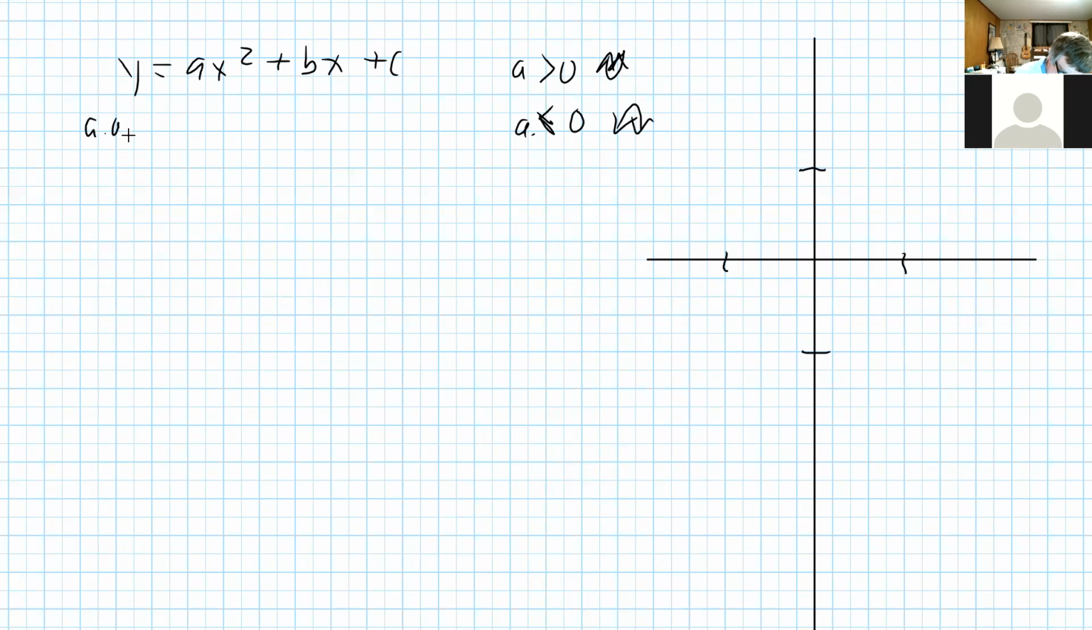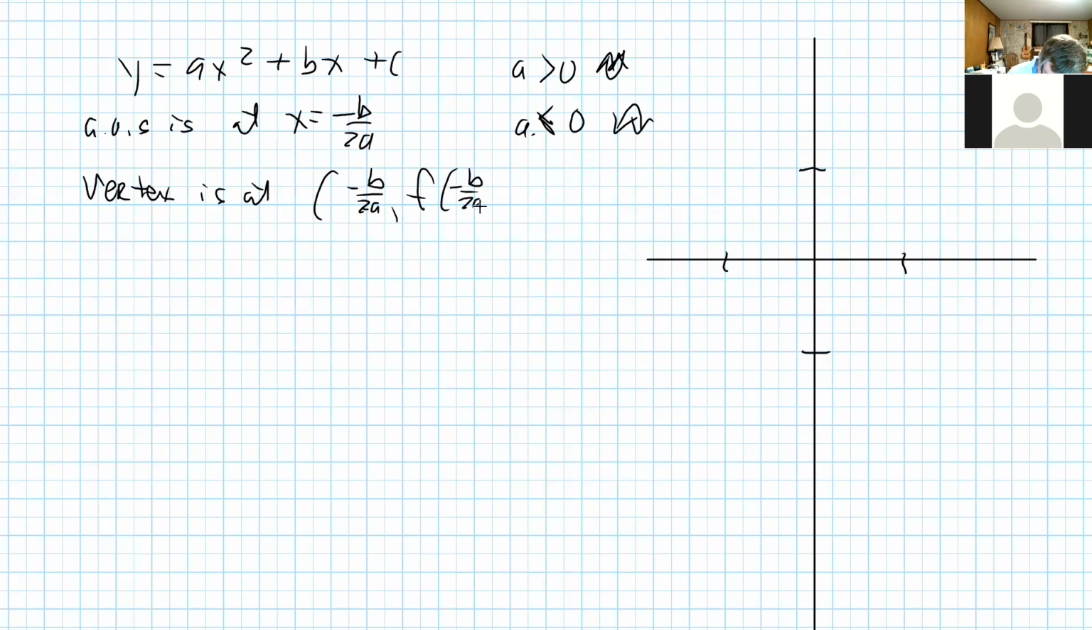The axis of symmetry is at x equals negative b over 2a, and the vertex is at the ordered pair negative b over 2a, and f of negative b over 2a, meaning you put the x value into the function and calculate the y value.